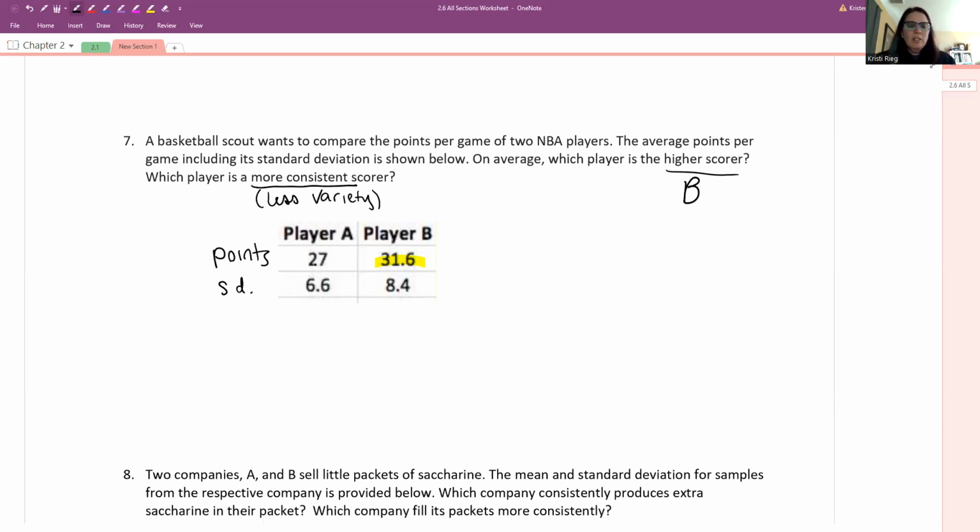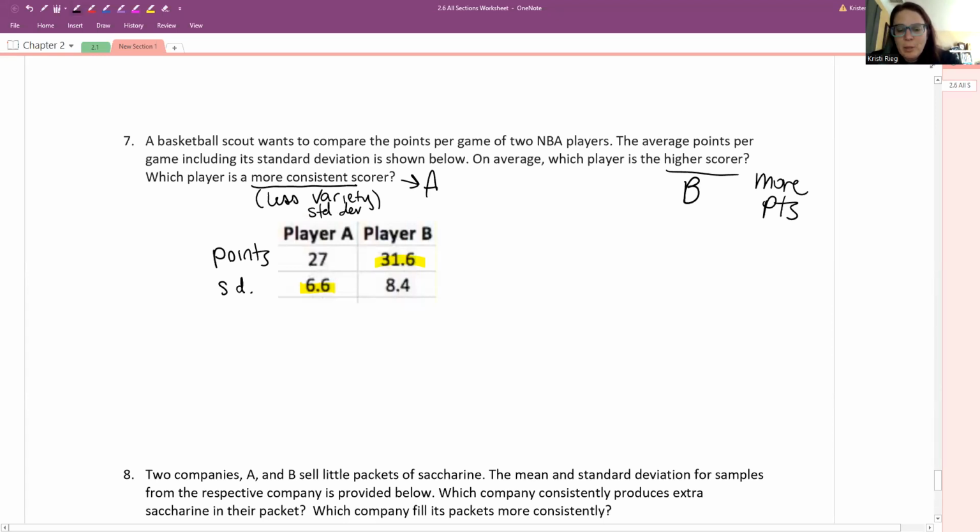This one is, the smaller the standard deviation, the less variation, the less variety. So this is going to be the smaller standard deviation. So this would be player A. So higher score means more points. Consistent score means less variety or less standard deviation.